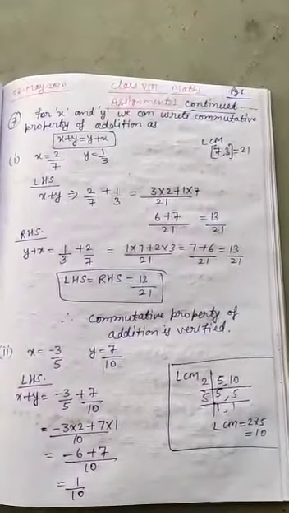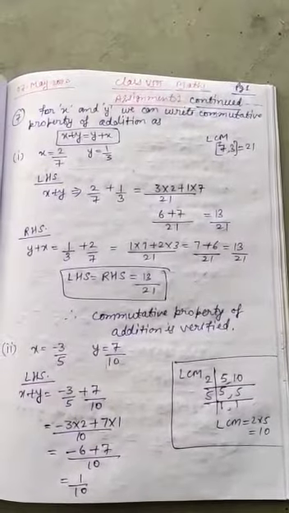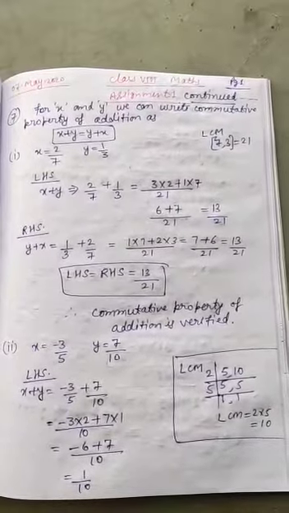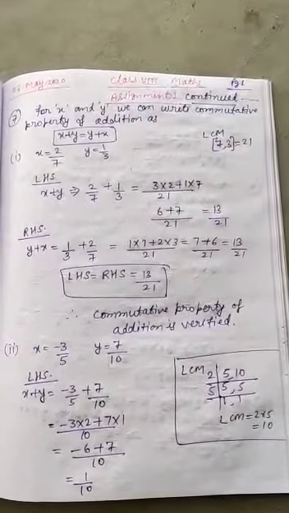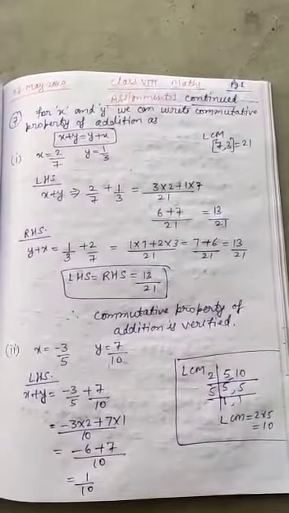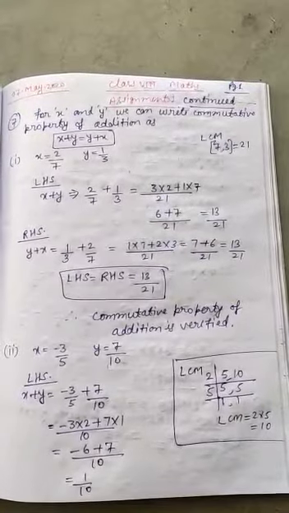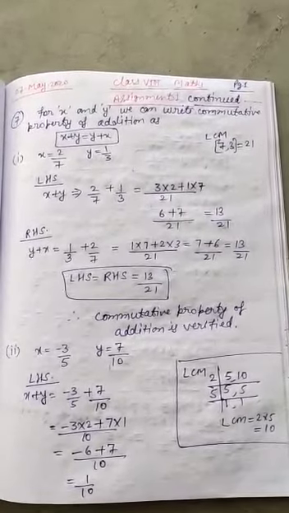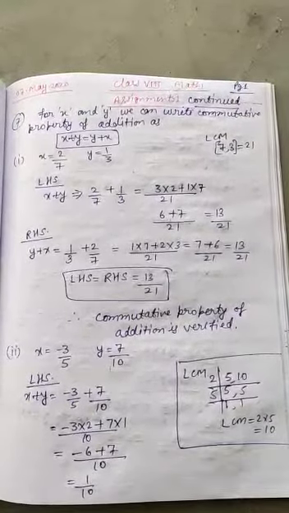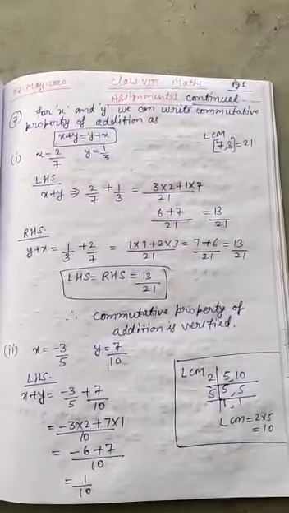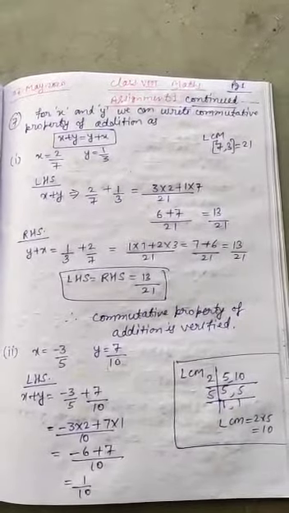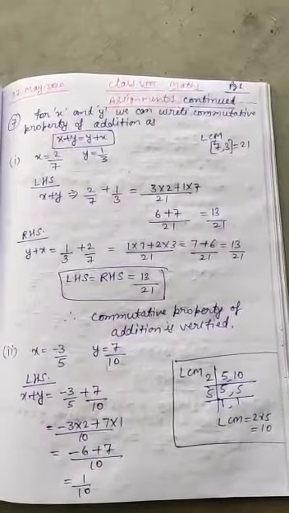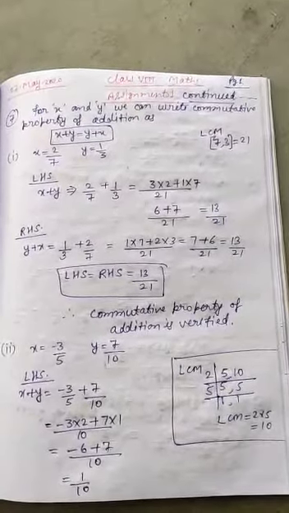Good morning, students. Today we are going to start assignment 1 and question number 7. Now it is given in the questions, satisfy the commutative property of addition for some values of x and y. So you can see in the first question, the value of x is 2 by 7 and the value of y is 1 upon 3. And to satisfy commutative property of addition, we can write x plus y equals to y plus x.